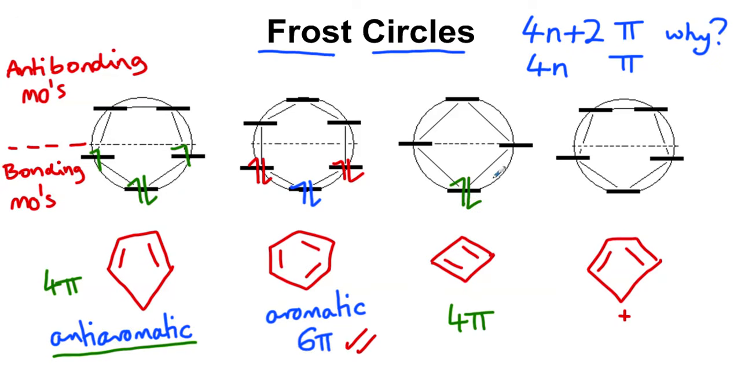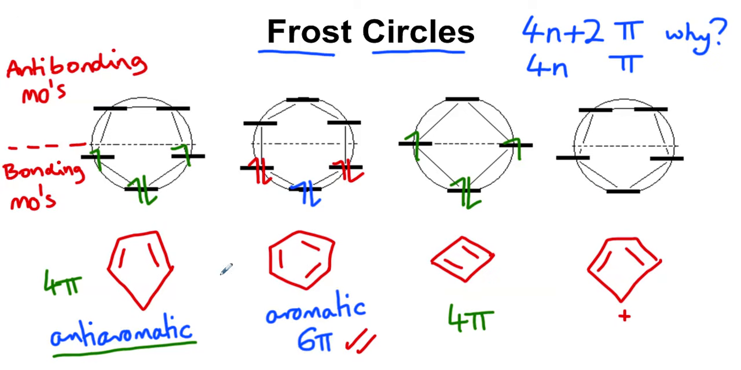And the reason why is exactly the same reason as for the cyclopentadiene here. You've got unpaired electrons. It doesn't matter where they are on this energy diagram. They are unpaired and therefore not stable. Therefore, that's why this is anti-aromatic.